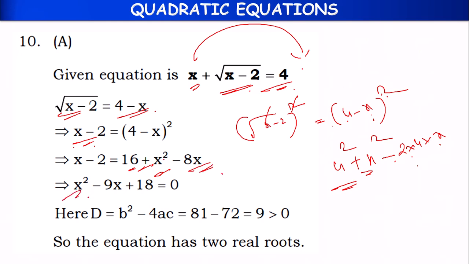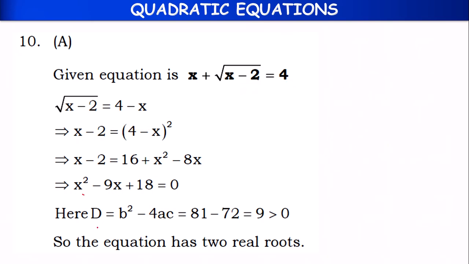So x square minus 8x. If this x comes this side, minus 8x minus x, it will become minus 9x. If 2 comes this side, 16 plus 2, it will become 18. This side will be equal to 0.